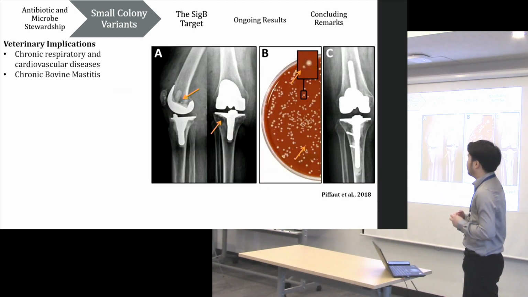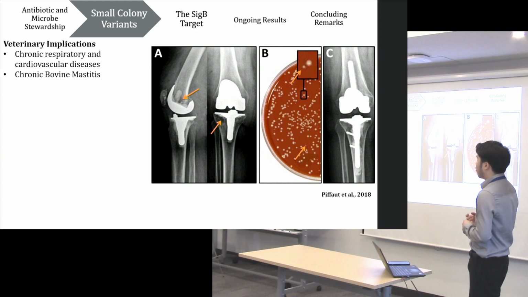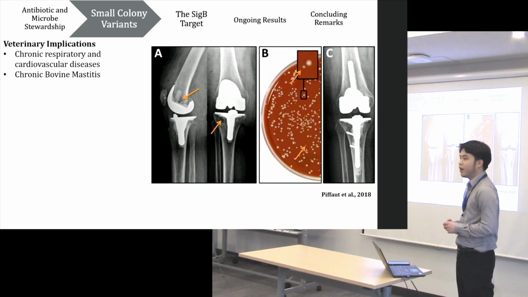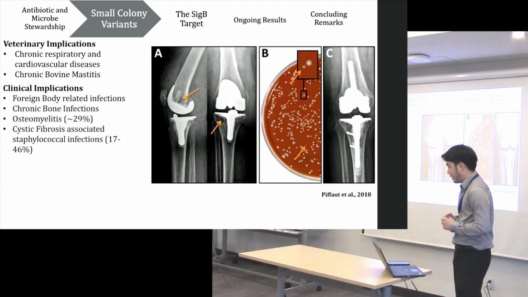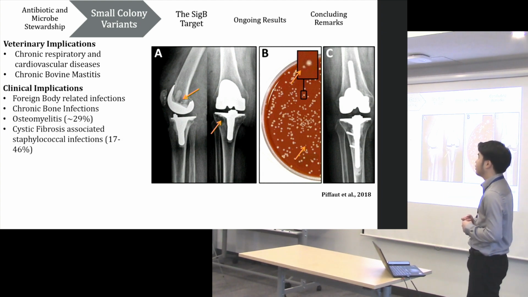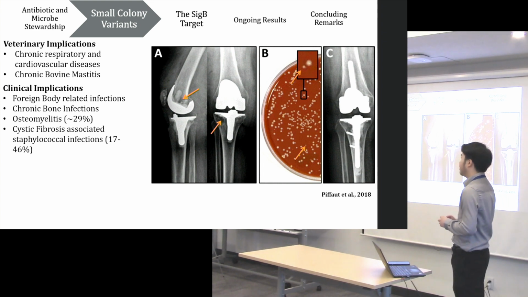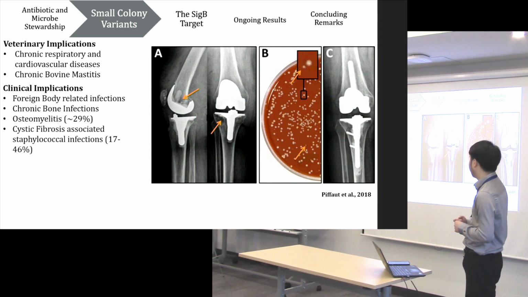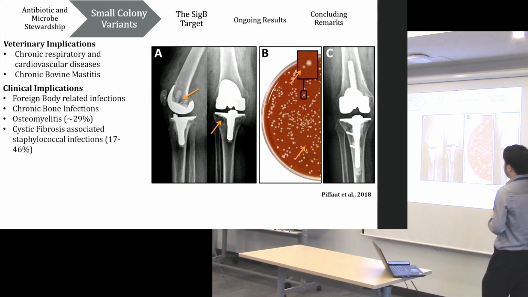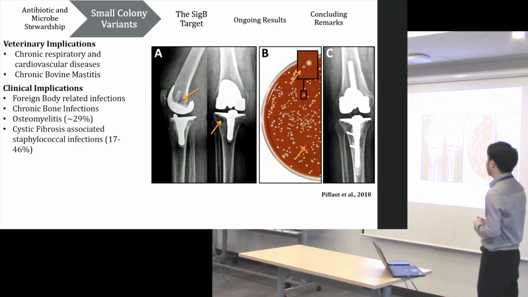There are veterinary implications of SCVs. They are implicated in chronic respiratory and cardiovascular diseases, and one of the main ones is chronic bovine mastitis. They are also implicated in clinical health situations such as foreign body-related infections, chronic bone infections, and about 29% are implicated in osteomyelitis infections, whereas 46% are implicated in cystic fibrosis-associated staphylococcal infections. In this image, this is a picture of a prosthetic knee replacement, and there was an abscess, and after isolating the abscess, they found that there were many small colony variants isolated.